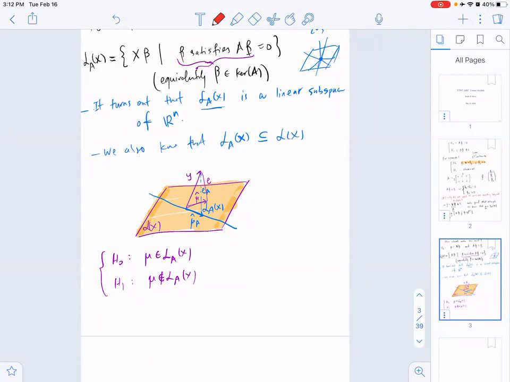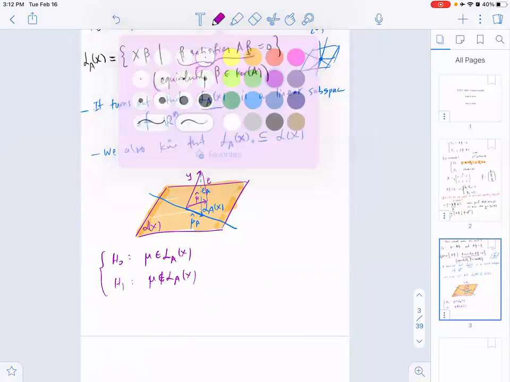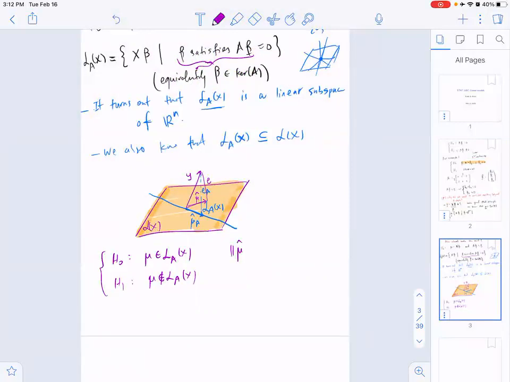In fact, the test that we're going to design just looks at this difference, mu hat A minus mu hat, or the square of it. And if this is large, you can conclude that you're not under the null. If it is small, then you can say you're under the null.